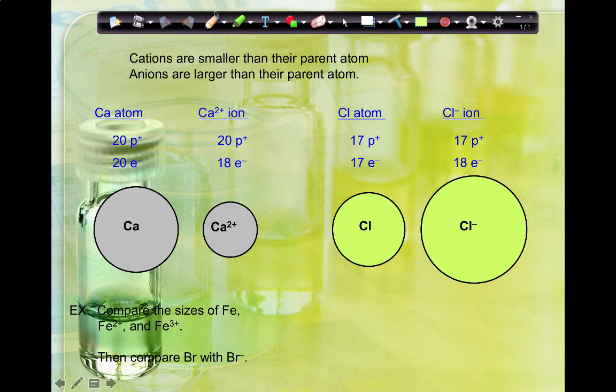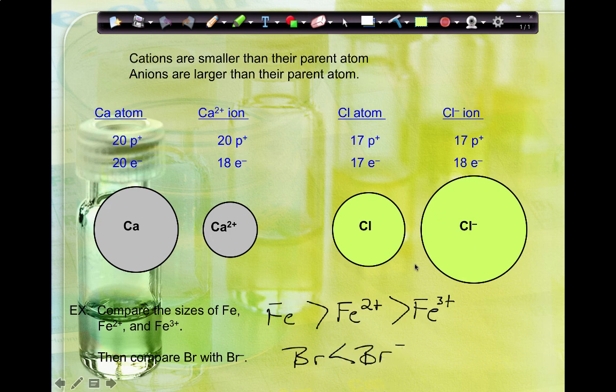So let's compare the size of iron and iron with a +2 and iron with a +3. Well, we know that the parent atom will be larger here. So iron will be greater than iron with a +2, because the +2 has only lost 2 electrons, which will be larger than iron that has lost 3 electrons. Then if we compare bromine with Br minus, well, Br minus has an extra electron, so it will be larger than bromine.